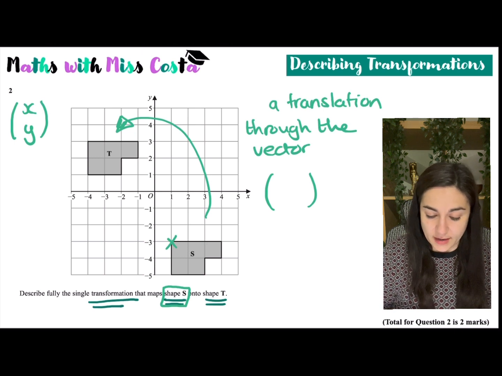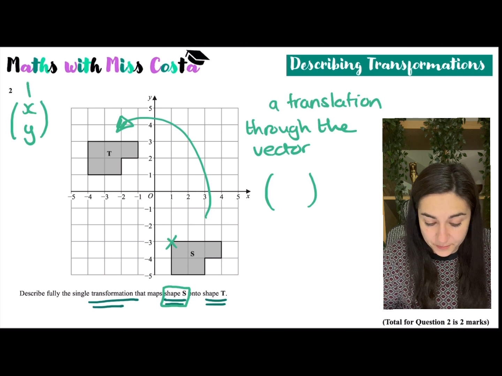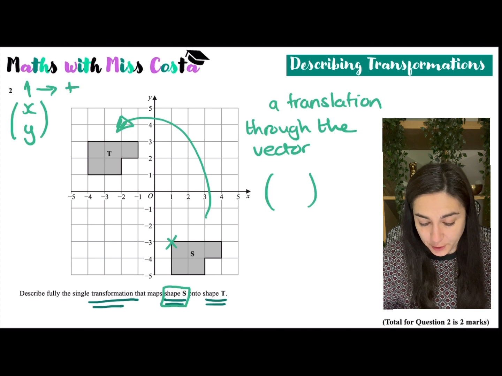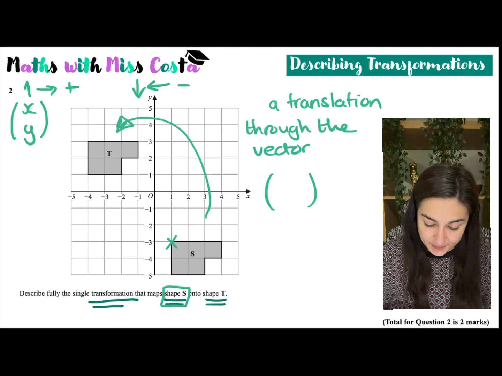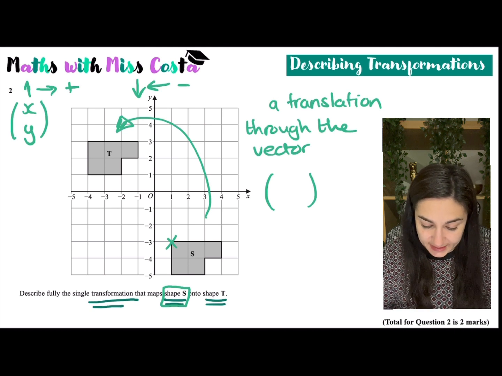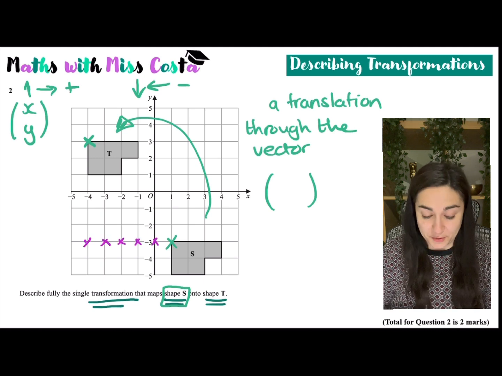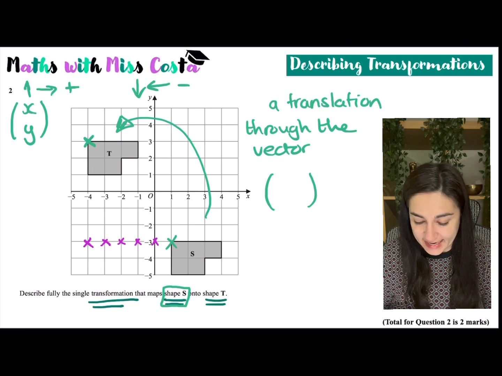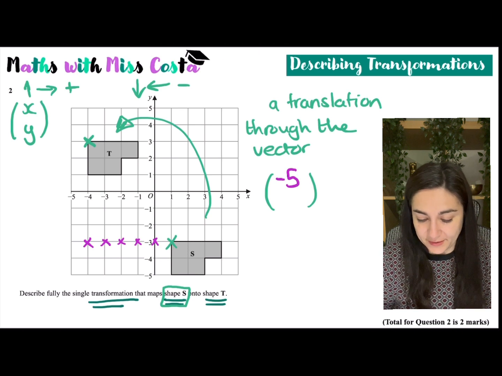If the movement is going up or to the right, then it's positive. If it's going down or to the left, it's negative. So let's have a look at what's happening here. To get from here to here, let's do the x-axis first. What am I doing? I'm going across 1, 2, 3, 4, 5, and I'm going left. So that's going to be a negative 5. So left is negative, right is positive.